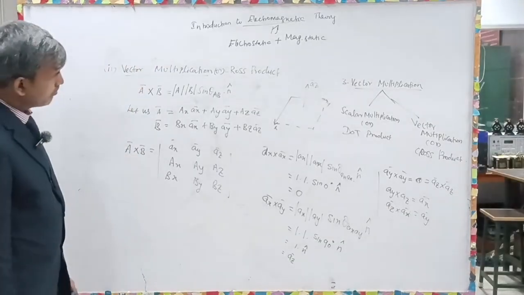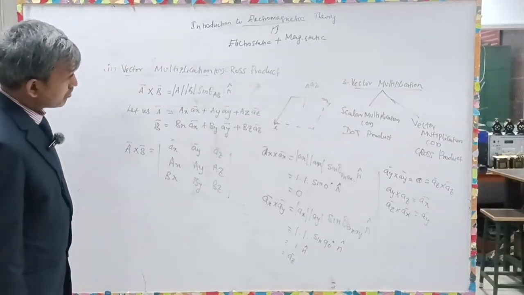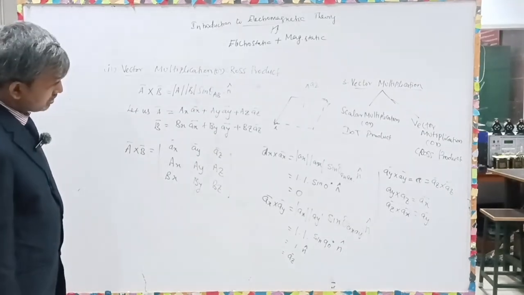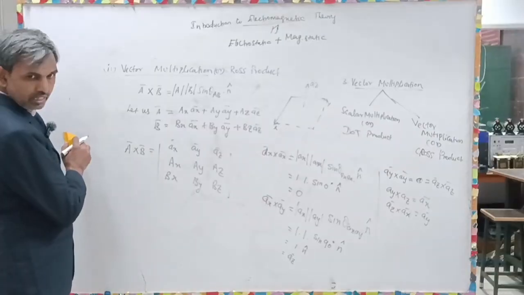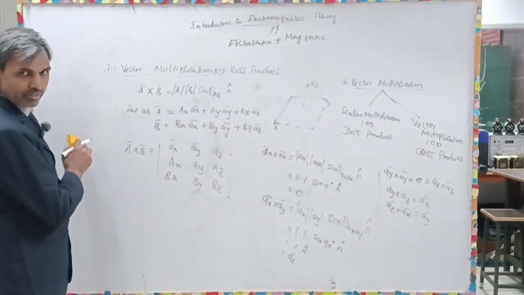So this is the vector multiplication or cross product. Any other doubt is there? We go on to the next one.